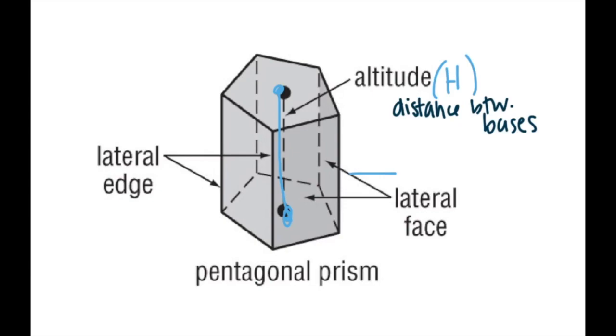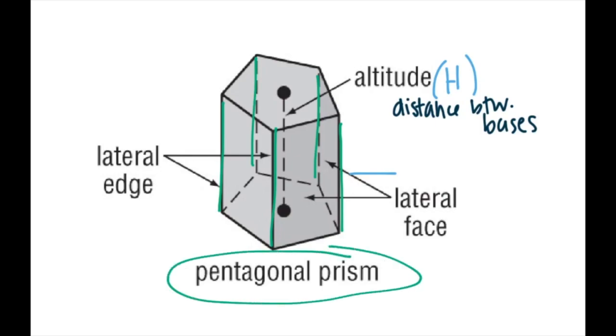The lateral edges, we're not going to talk too much about those today, but the lateral edges are the edges that connect the two bases here. They are also the same length as the altitude. Okay, this is called a pentagonal prism. We name the prisms based on the shape of their bases. So because the bases are pentagons, we're going to call it a pentagonal prism.